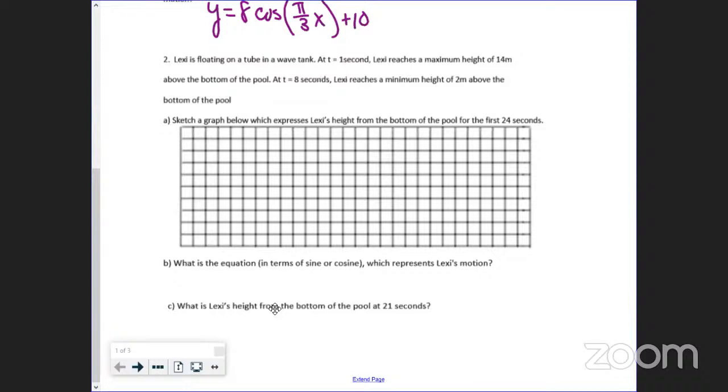You want to see if you have it right, Keaton? Did you get an answer? See if you have it right. Oh, you might have a little bit. Nice.